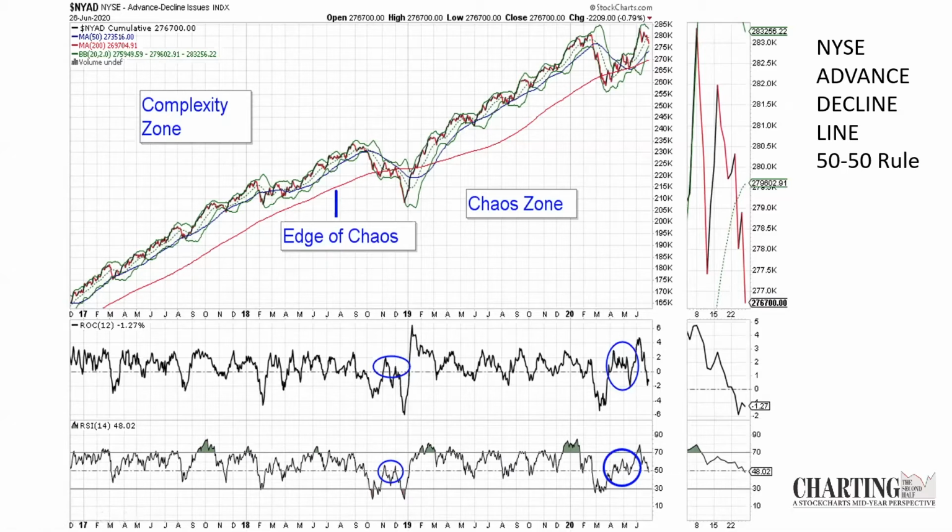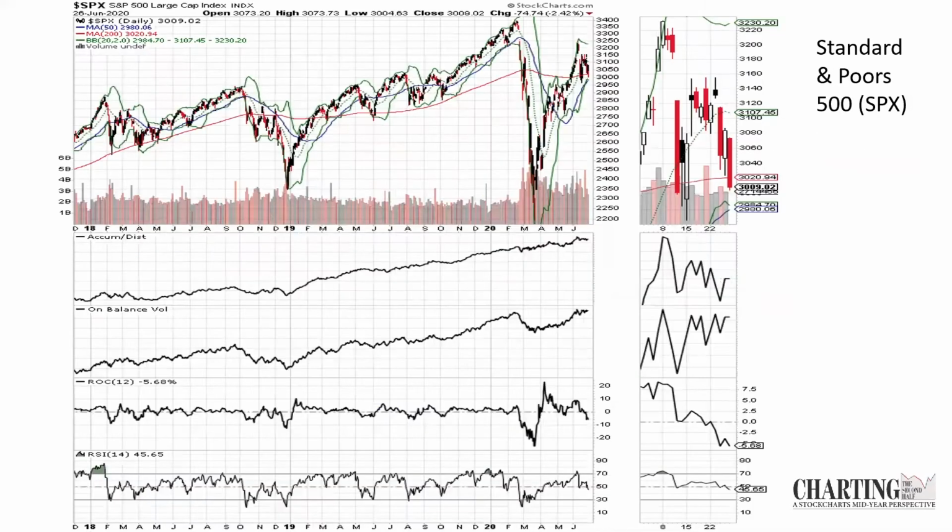And if this continues, then we're going to have further problems. The next support as of today is the 50-day moving average for the advanced decline line. But it gets a little bit darker, and I'm not trying to be negative, but we need to be aware of these things. This S&P 500 closed below its 200-day moving average today, which is significant. So that means the S&P 500 is now at the edge of chaos.